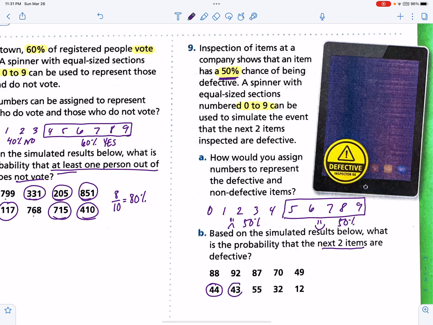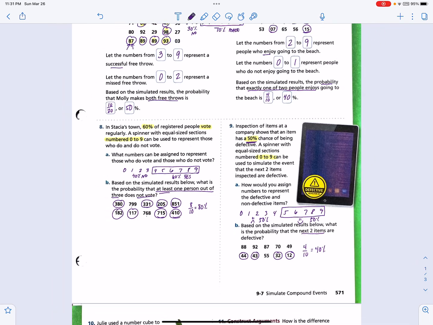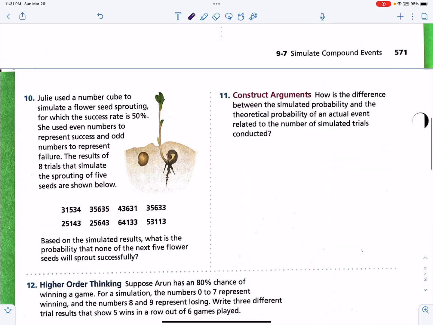I have a double here, and double here of 0 through 4. Okay, and so what's the chance that two items are defective? 1, 2, 3, 4 out of 10, or 40% chance, which is pretty high, really. That's not very good. All right, let's go ahead to the next page here.